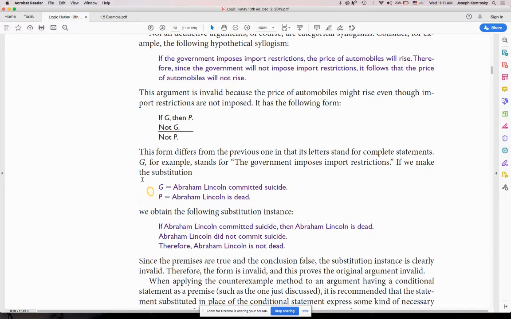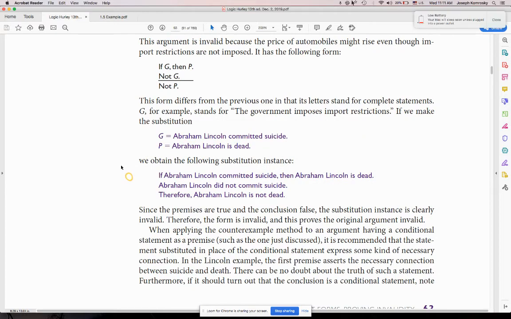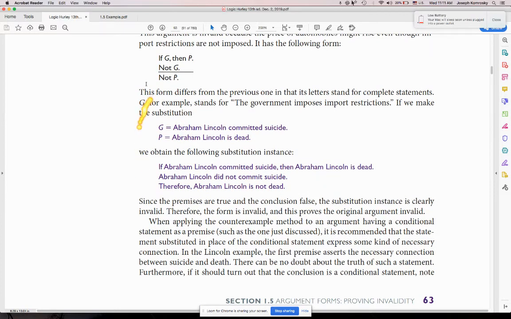If G, then P. And then he says, let G stand for Abraham Lincoln committed suicide. What? Let P stand for Abraham Lincoln is dead. Okay. And he says, now let's stick that up here. So if we do that, and we take this form, we substitute it using this. Now let's see if it follows here. Let's see if this argument's valid.